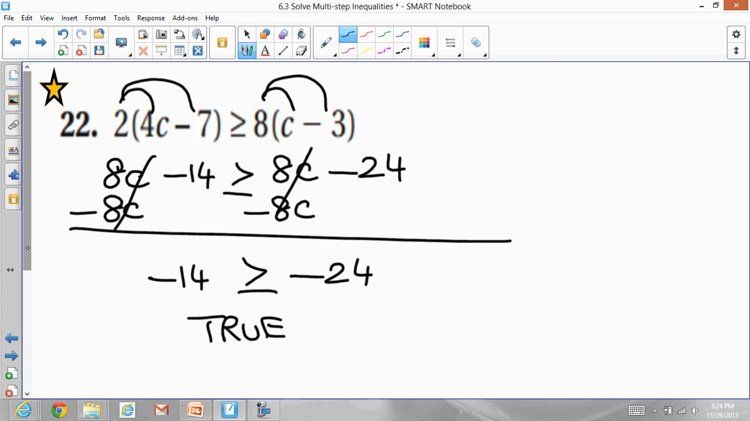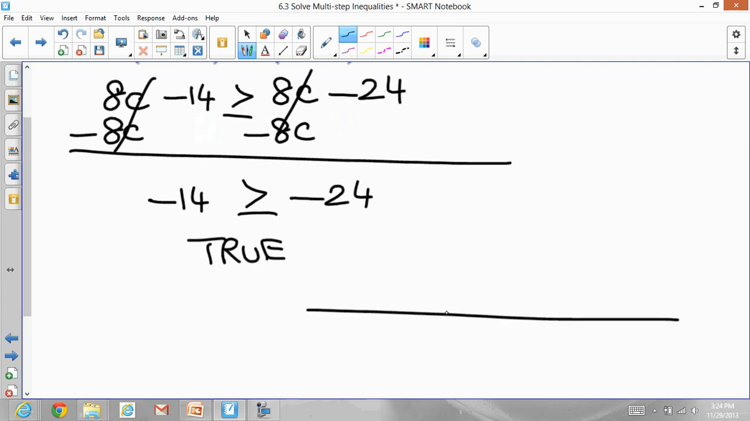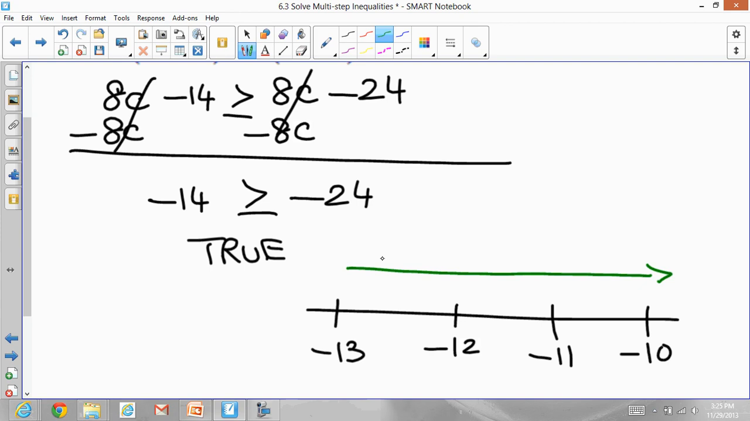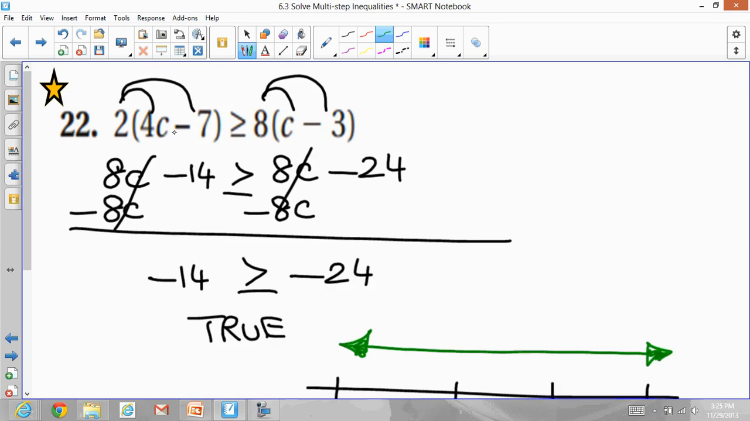So your graph in this case is going to look like, so you can have any number of numbers in here. So for example, I have negative 12, negative 11, negative 13, and so on. And all I have to do is just point the arrow in both the direction. The arrow tells you that it's going to keep going on and on. That means that any number that falls on the number line, any possible number will work in the place of c to make this inequality come true.